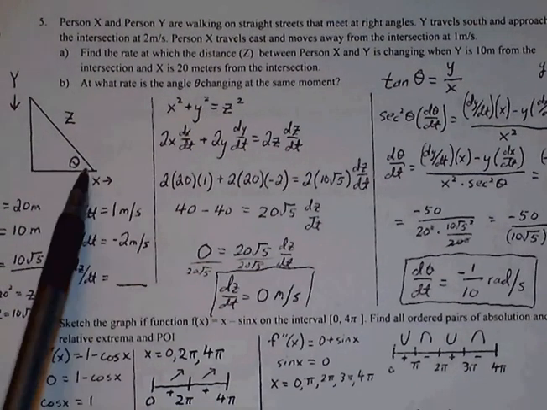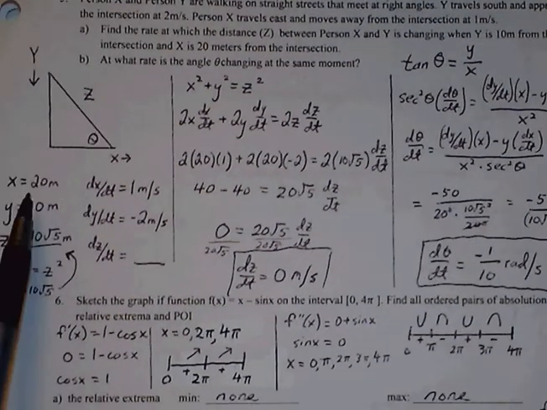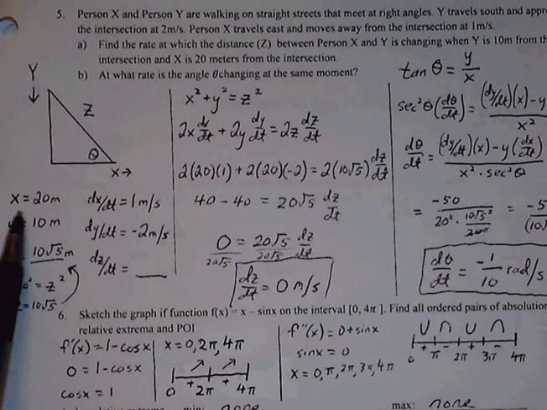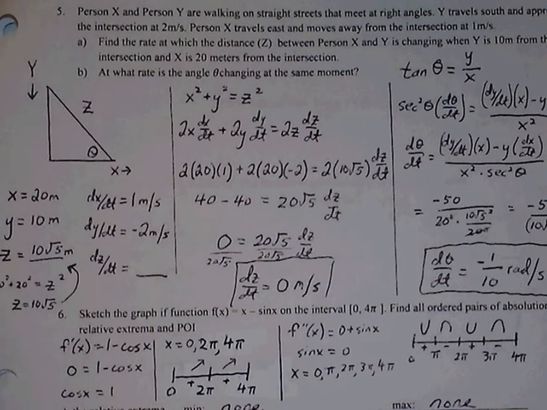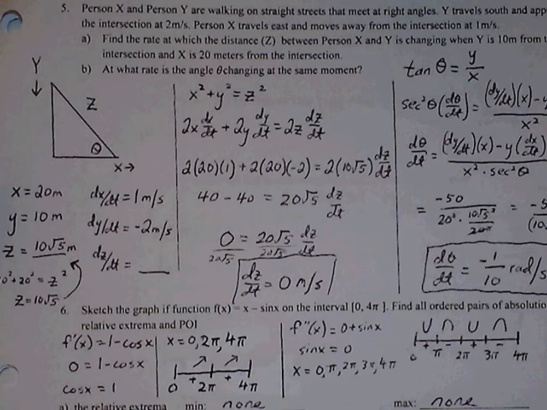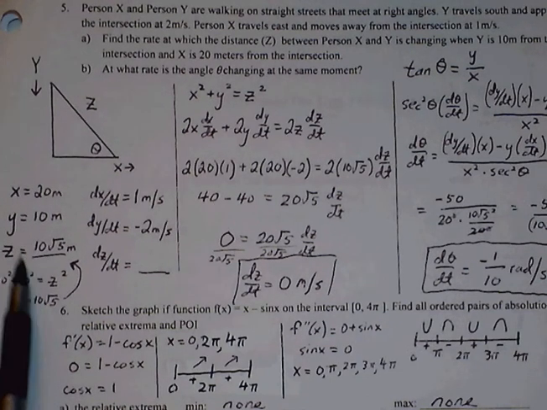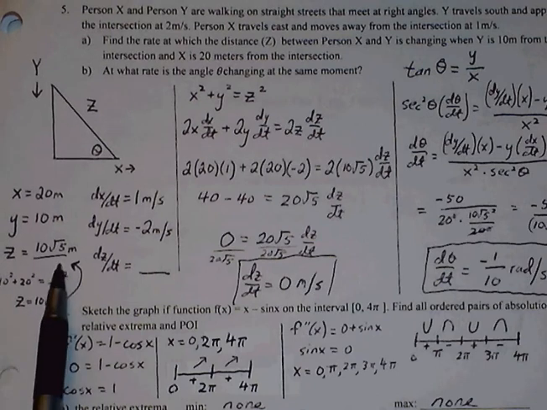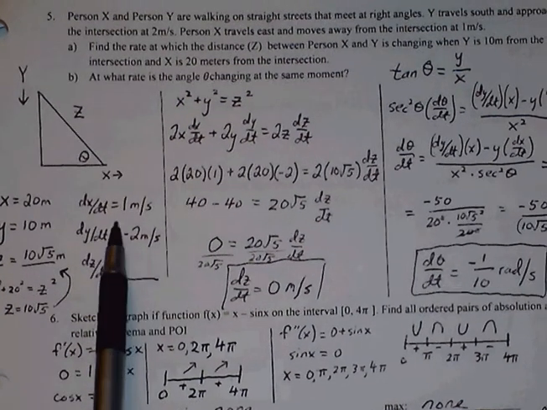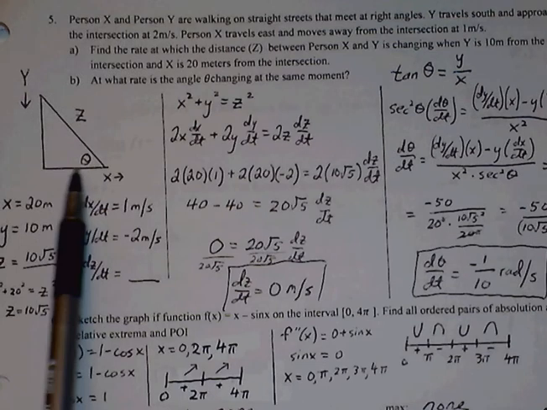So here's my triangle. From the information they're telling us, X is 20 meters, Y is 10 meters, and Z, the distance for the hypotenuse, we can find using the Pythagorean theorem, right? X squared plus Y squared equals Z squared. Solve for Z. Z is 10 root 5. dx/dt is 1 meter per second, the rate of change for X.